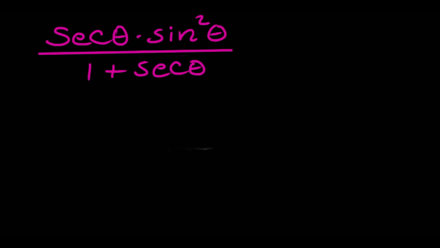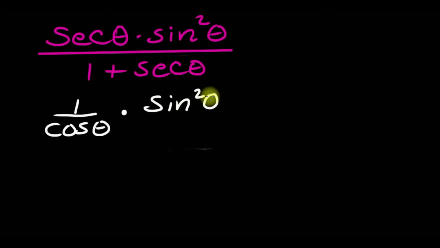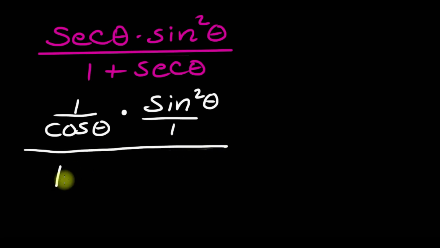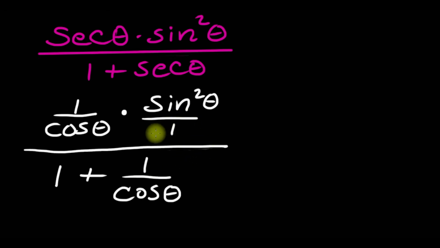First thing I'm going to do is rewrite my secant. Secant is the same as 1 over cosine, multiplied by sine squared theta all over 1. That's my numerator. My denominator is going to be 1 plus 1 over cosine. You always want to break it down into sines and cosines. Now when I multiply my top, I get sine squared over cosine.